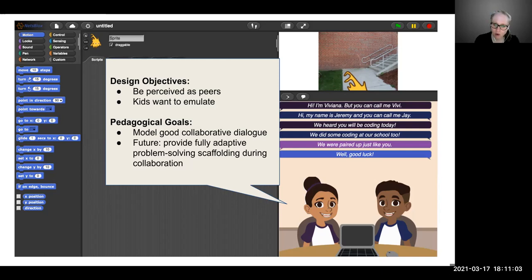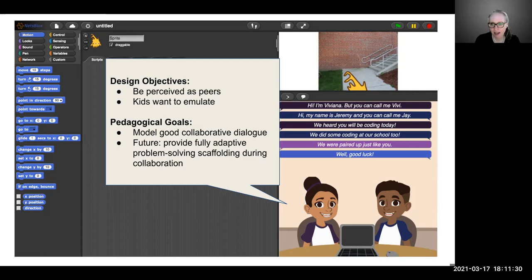The pedagogical goals of these learning companions are to model good collaborative dialogue, so show the kids what it could look like to do a good job, and sometimes show them some pitfalls that they could avoid. And then our work that we're moving toward is to provide fully adaptive problem-solving scaffolding during collaboration. And we mean two kids talking and working together, either at the same computer or at two computers right beside each other, and potentially, of course, separated remotely.